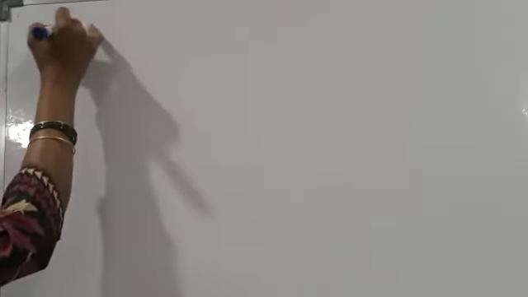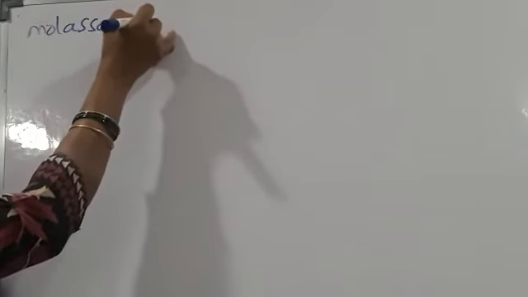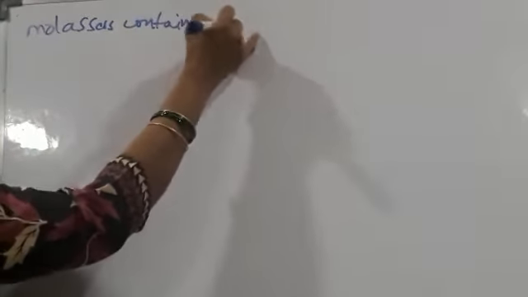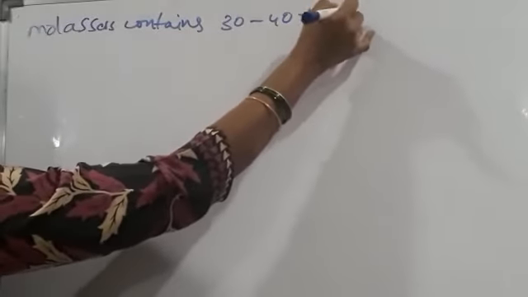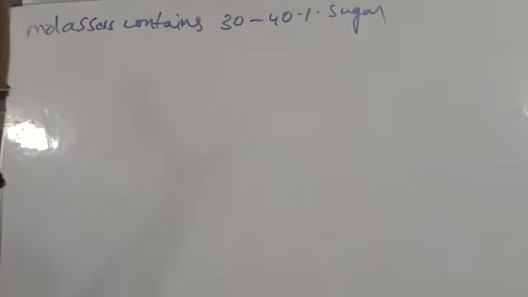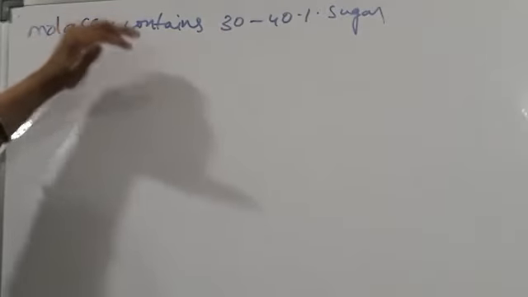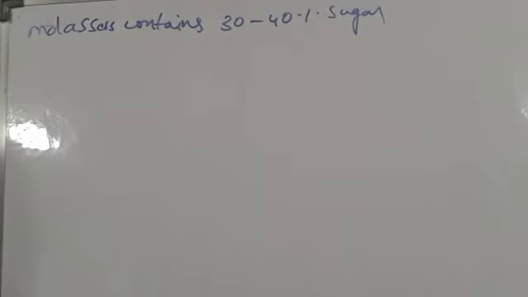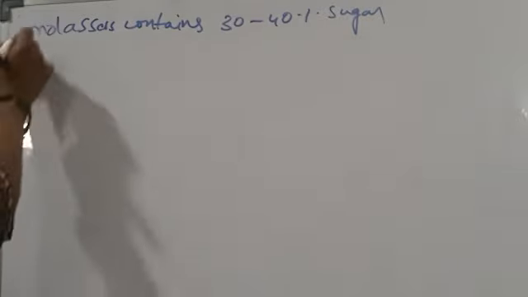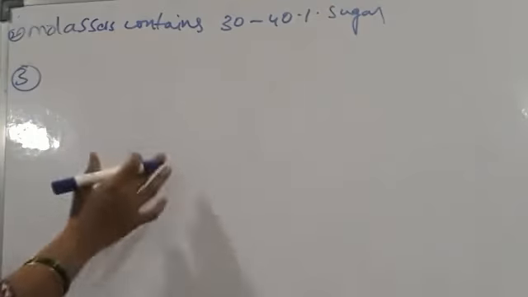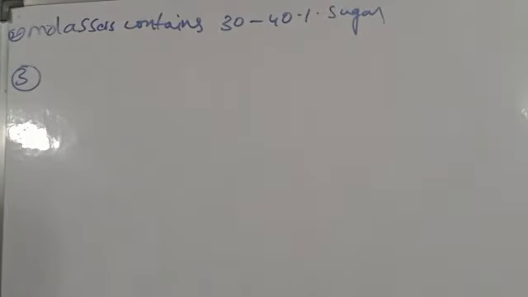So molasses contains 30 to 40% sugar. This molasses is 30 to 40% concentrated sugar. So this molasses containing 30 to 40% sugar first gets diluted with the addition of water. The next step is that molasses gets diluted to a 10% concentrated solution with the addition of water.